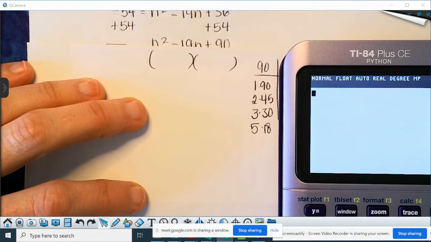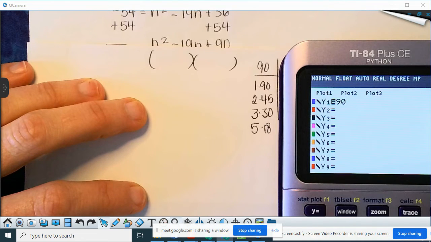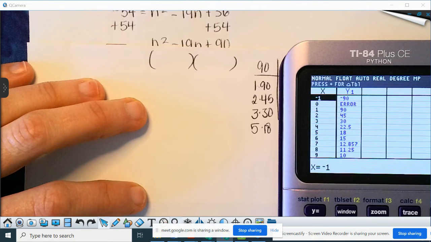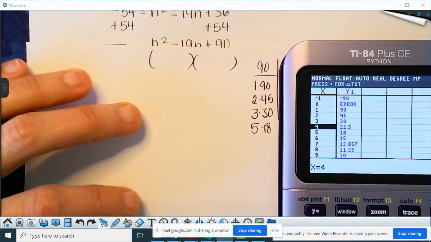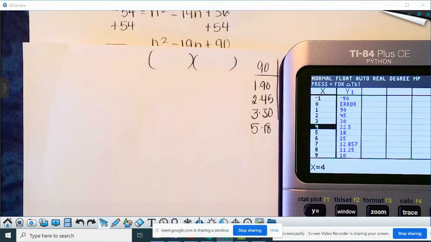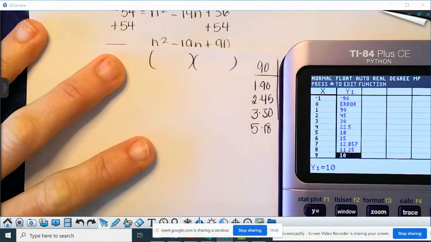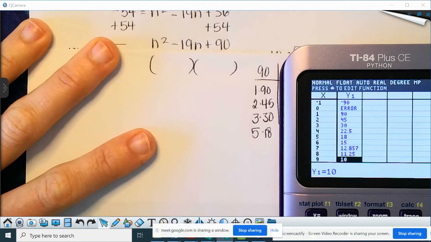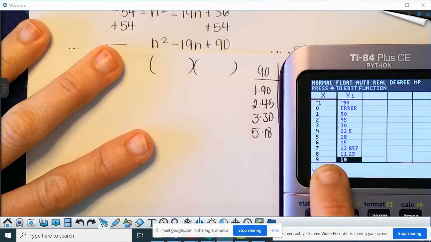But if you go to y equals, and I do 90 divided by x, and then hit second graph, all your whole numbers here are going to be your factors. So we see 4 gives us a 22.5, which means it's not a factor. So 5 and 18, 6 and 15, and then again down to 9 and 10. And we are trying for that 19. So that's going to be the only pair that would work, our 9 and 10.